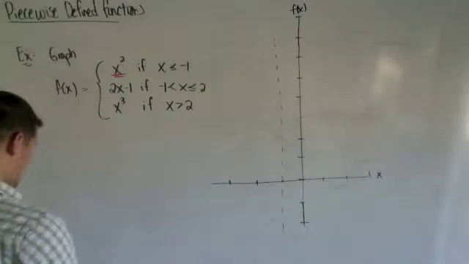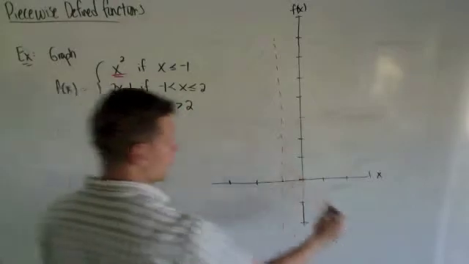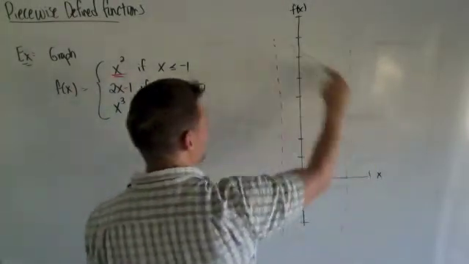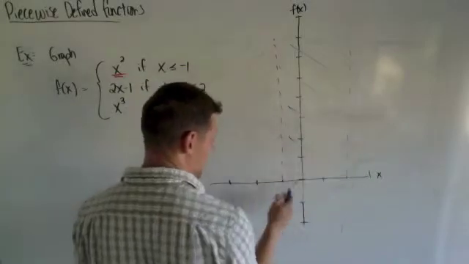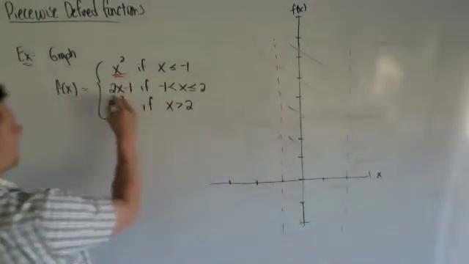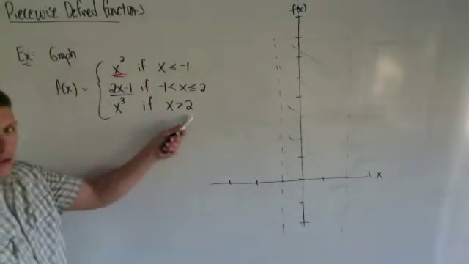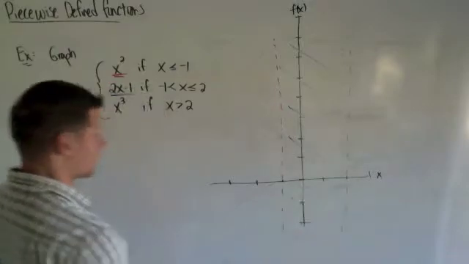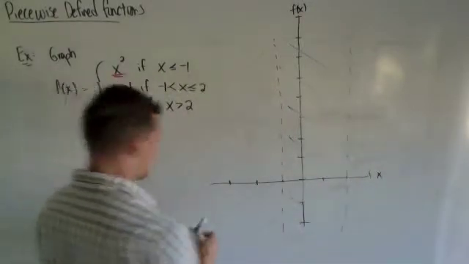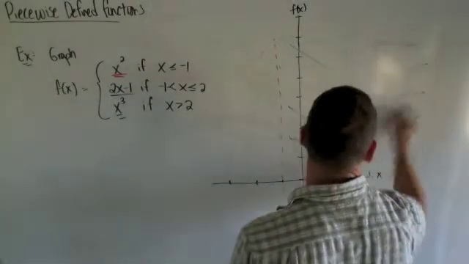Now, anywhere between -1 and 2, so this area, that's when x is between -1 and 2. I'm going to graph this function. And then, what's left? x is greater than 2, that's to the right of 2 on the x-axis. I'm going to graph x cubed. In this case, we'll do it black. So this area out here, okay?